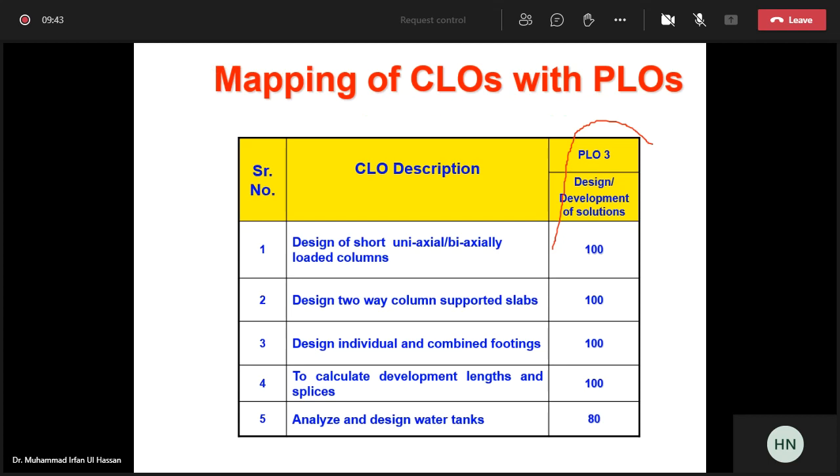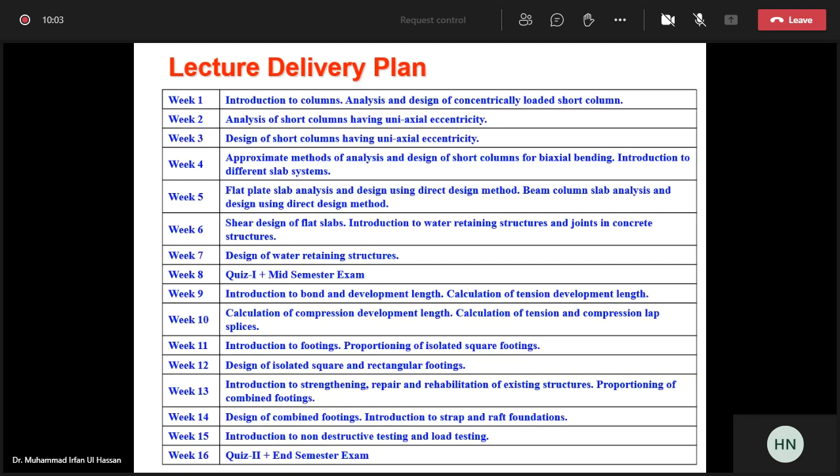And the 100% strength of the PLO is given to the different topics. The lectures, of course, are not exactly the similar way because we have divided the topics and not the classes. So week 1 is the column, it is the started week, and in parallel, I will start the flat slab design.